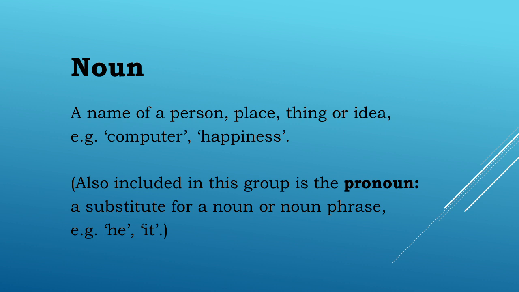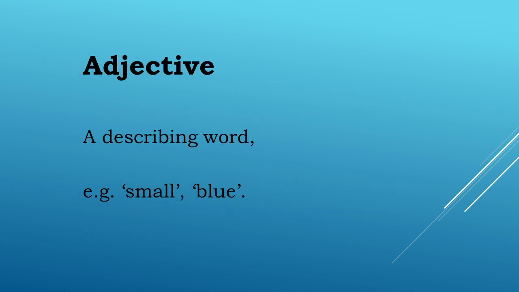They're all names. An adjective, as we've already mentioned, is a describing word. Small is an adjective. Blue is an adjective. In the extract we've just read, we had adjectives such as tall, thick, brown, loud, hoarse, all describing words. So those are adjectives.